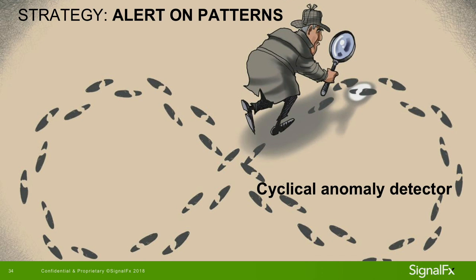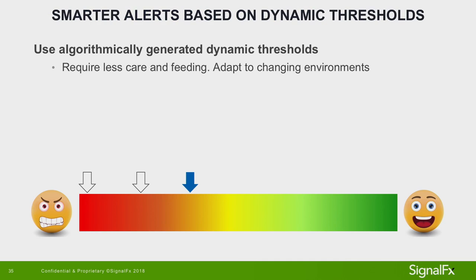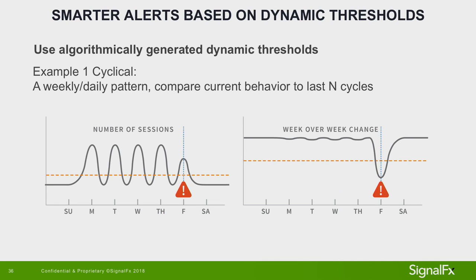So the idea is, why can't we alert on patterns? What do I mean by that? To use algorithmically generated thresholds. They require less care and feeding because they are algorithmically generated. There's no human whose job is to go and keep them up to date all the time. And they can really, really work. So here are some examples of what I mean by that. One is the cyclical patterns. As I mentioned, there are certain metrics, like number of customer visits or web page loads, that can go up and down all the time.